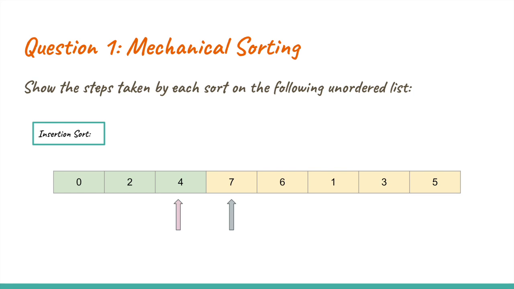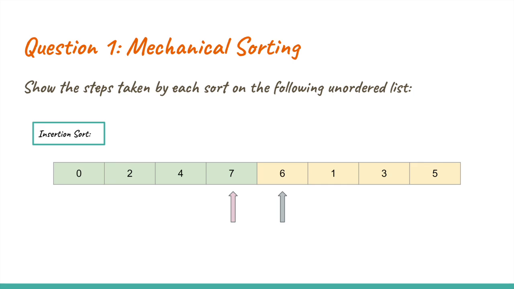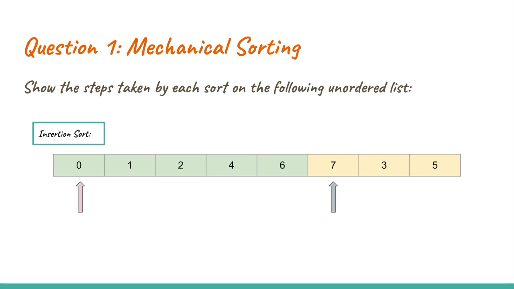Next we look at 7. It is currently greater than all of the elements to the left of it, so it's in the right place. Next we look at 6. We need to swap it with 7 to sort to the left. The next element to look at is 1. We need to swap until it is between 0 and 2. Okay, the next element to look at is 7. No swaps are needed.